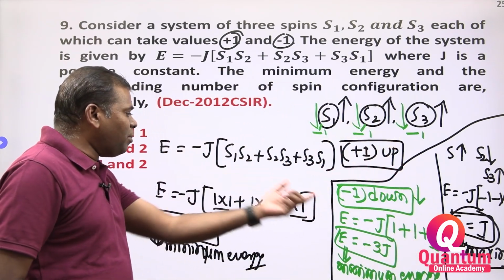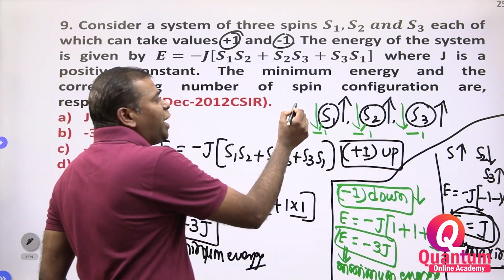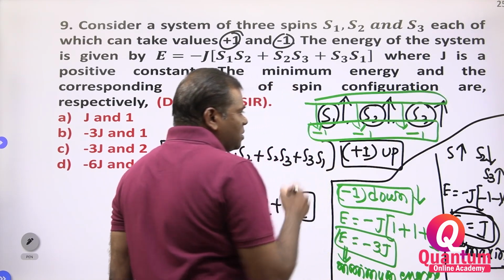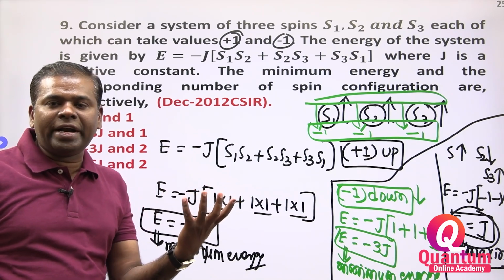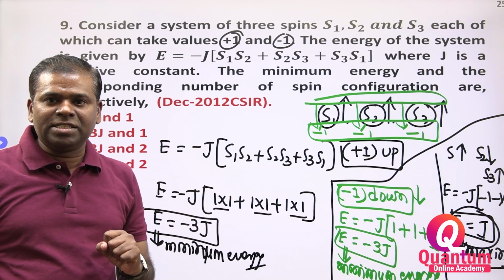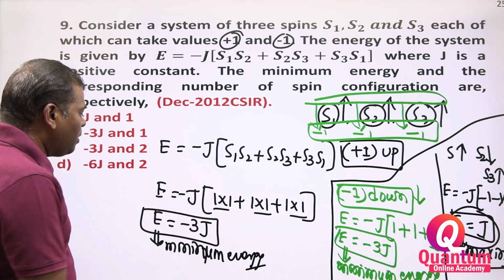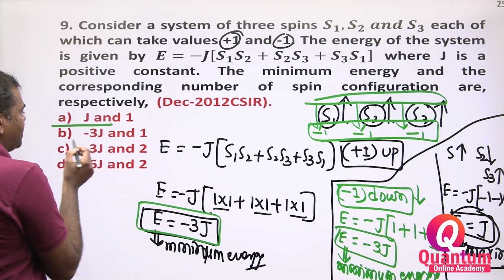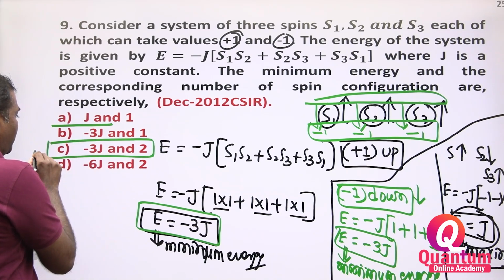Therefore, how many minimum possibilities are there? Only 2 possibilities: all up values, all down values. So how many spin orientations are there? 2 orientations are there. What is that magnitude? Magnitude is equal to -3J. Therefore, -3J and 2. Option C is correct.